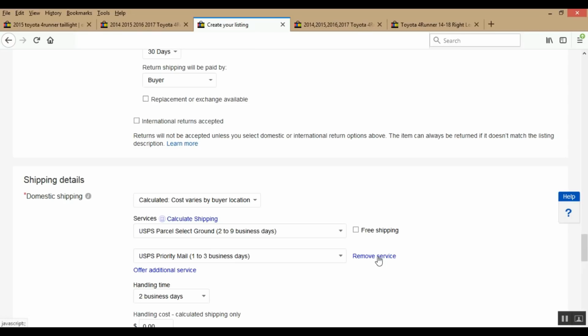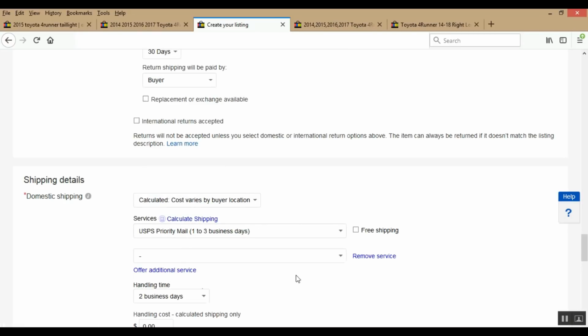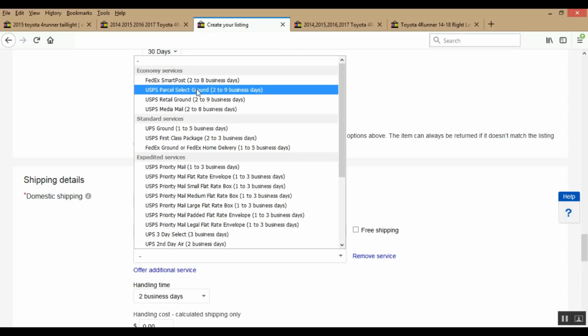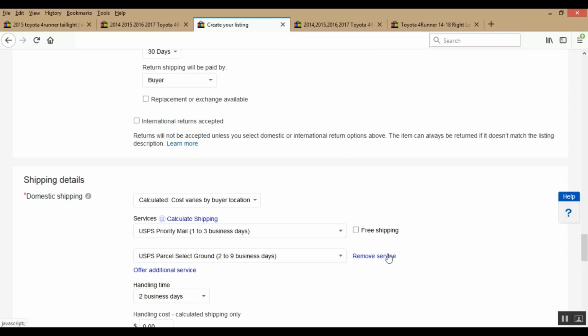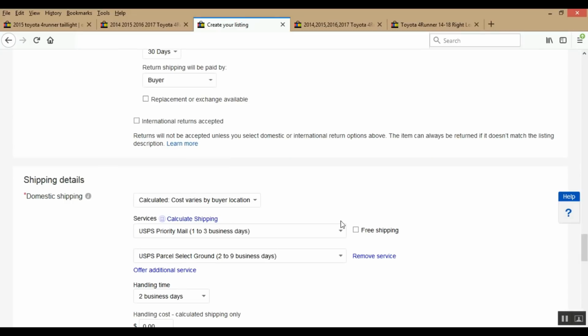Now you can reverse it if you want to, and you can do priority first and then Parcel Select Ground. But when they see this listing right here, instead of economy, it's going to say expedited shipping, and it's probably going to cost more. I'm in the middle of the country, so someone one state over will see, let's say, I don't know, $15 to ship to there, but someone in California might see $28 or whatever. It's going to be a lot more.